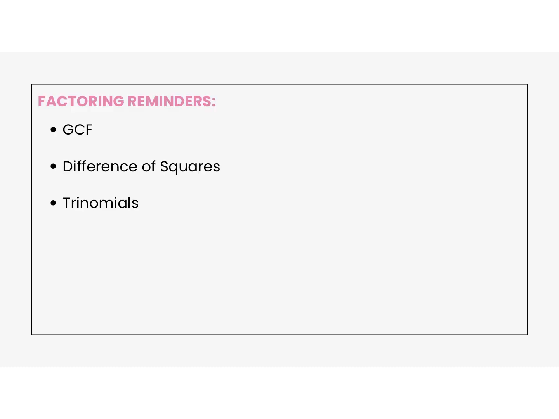So just a couple reminders when we start talking about factoring. We're always going to first and foremost look for our GCF, that greatest common factor. We can also use difference of squares. Remember, when we do that, we're looking for two terms, and they have to be perfect squares broken up by a subtraction sign that breaks down into a plus b, a minus b.